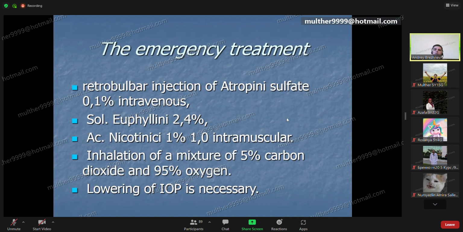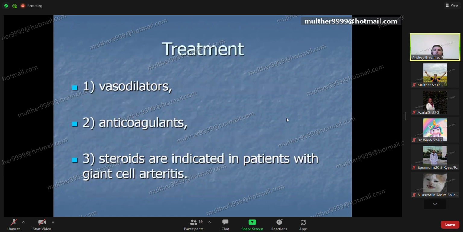then several other drugs which we use to dilate the blood vessels, retrobulbar, intramuscular injections, and so on. Inhalation of a mixture of 5% carbon dioxide and 95% oxygen is possible to use for the same purpose. A lowering of intraocular pressure is necessary. Treatment includes vasodilators, anticoagulants. Steroids are indicated in patients with giant cell arteritis.